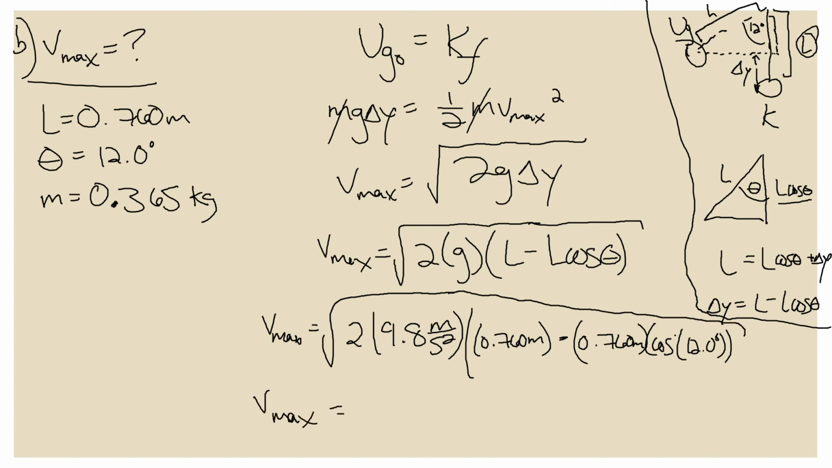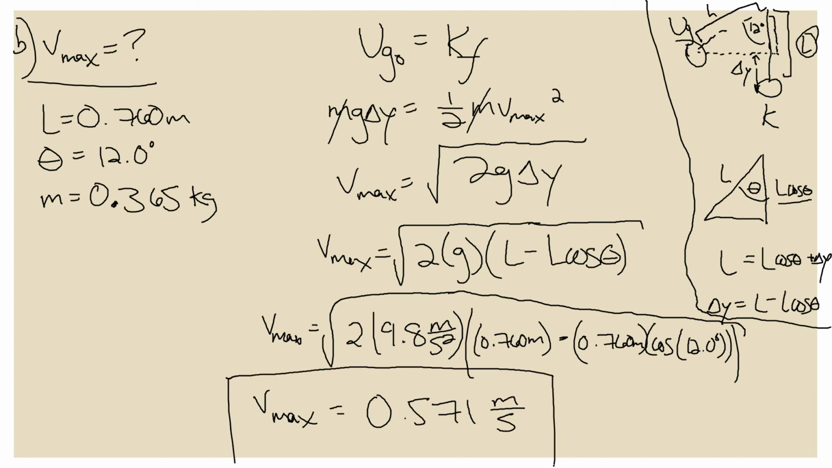But when you do that math, making sure you're being really deliberate about these parentheses here for the L minus L cosine theta part, multiplying by 9.8, multiplying by 2, and then taking the square root, you end up with a maximum speed of 0.571 meters per second. And that's it.